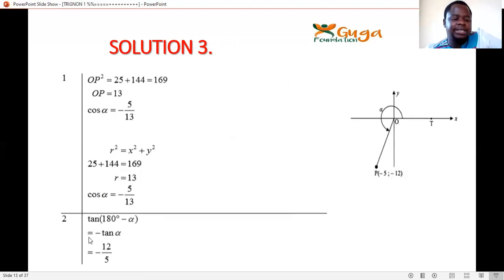For tan of 180 minus alpha, tan is negative in the second quadrant, so you write negative tan alpha, and then you work from the diagram. Tan alpha is opposite over adjacent, so it will be negative 12 over negative 5. The negative and negative cancel out, then you are left with the negative from the tan.